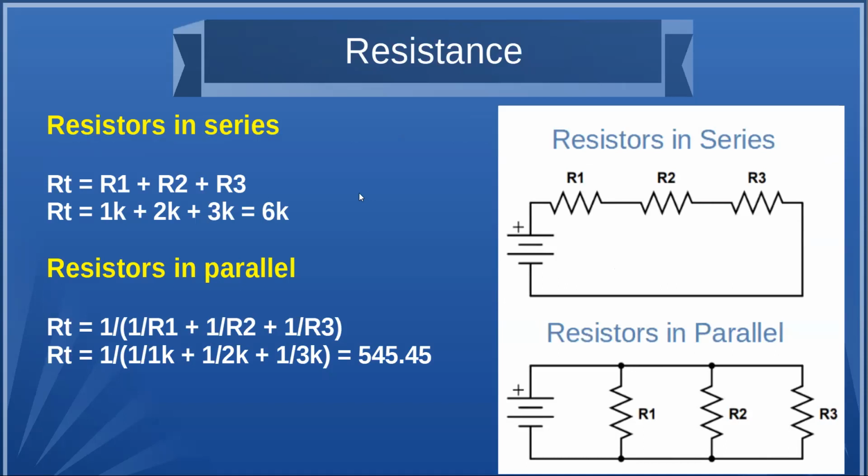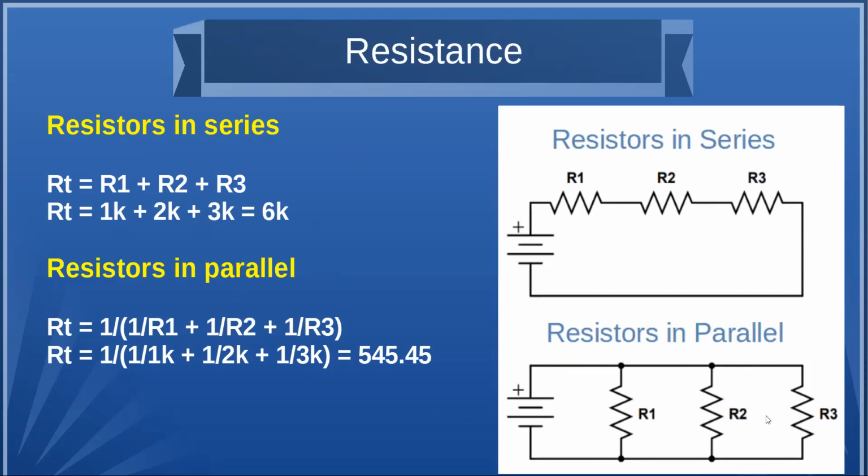Okay, so if we have resistors in series, because they're easier to deal with, then we just add them up. So the total resistance in this circuit is going to be equal to R1 plus R2 plus R3. If I substitute values, 1K plus 2K plus 3K is 6K. Simple arithmetic. If I put them in parallel, however, here comes the old reciprocal.